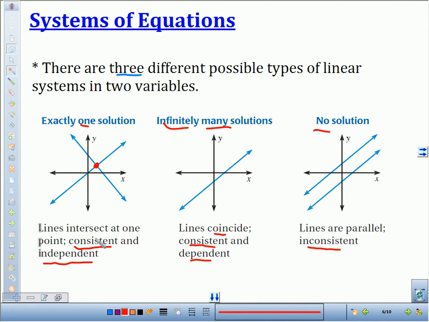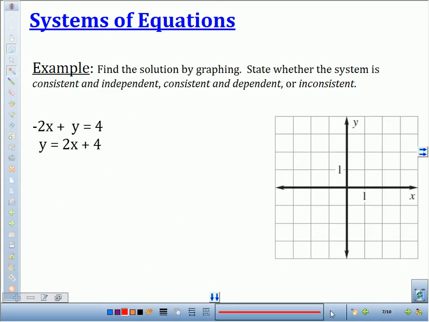So one of the things we're going to need to be able to do is decide if a system is consistent and independent, consistent and dependent, or inconsistent. For example, I want to decide if this system is consistent and independent, consistent and dependent, or inconsistent, and tell what the solution would be. So, we don't need to solve the second equation for y because it's already been solved for y.